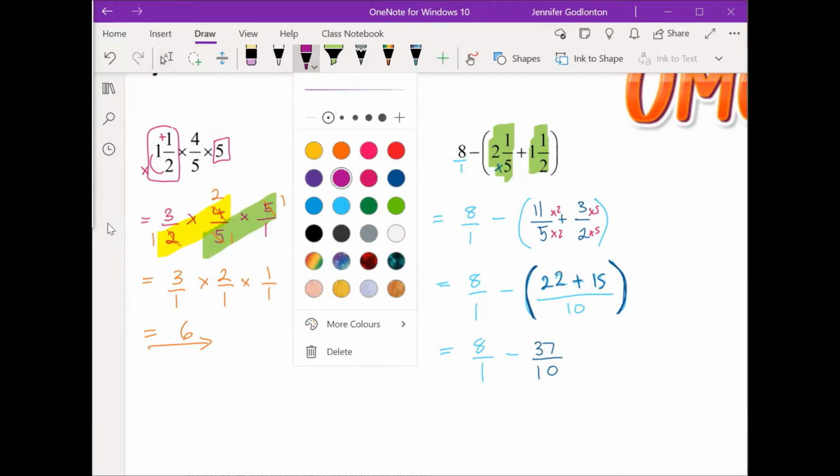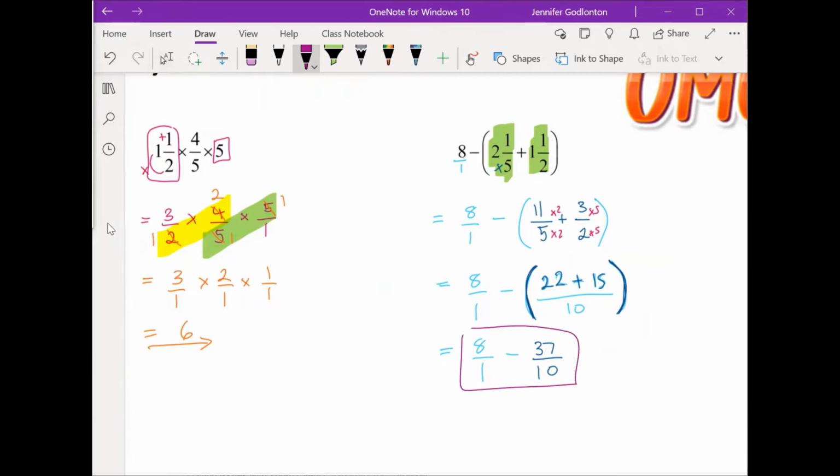Okay, so I need to get a common denominator now with these two. What would that common denominator be? It's 10. Good, it's 10. So I need to multiply that by 10. I need to multiply that by 10. So now I'm going to have 80 minus 37 over 10.